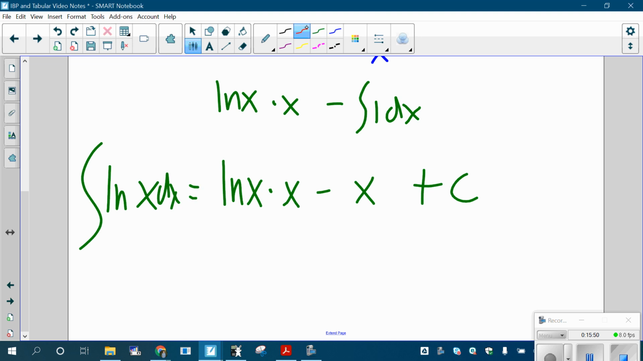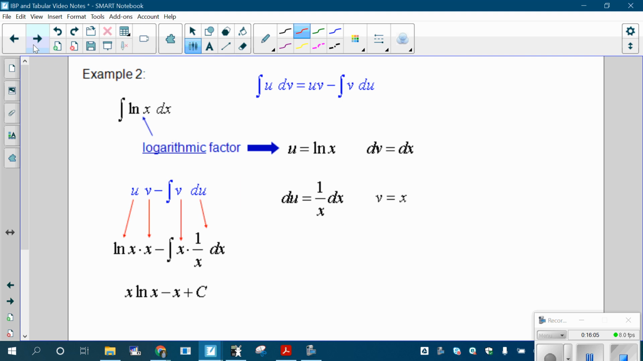Integration by parts gives you complicated antiderivatives. Like there's no way you're going to glance at ln of x and think that the antiderivative is ln of x times x minus x. That's just kind of cool about the formula. It's a little bit more interesting. You can't wing it.